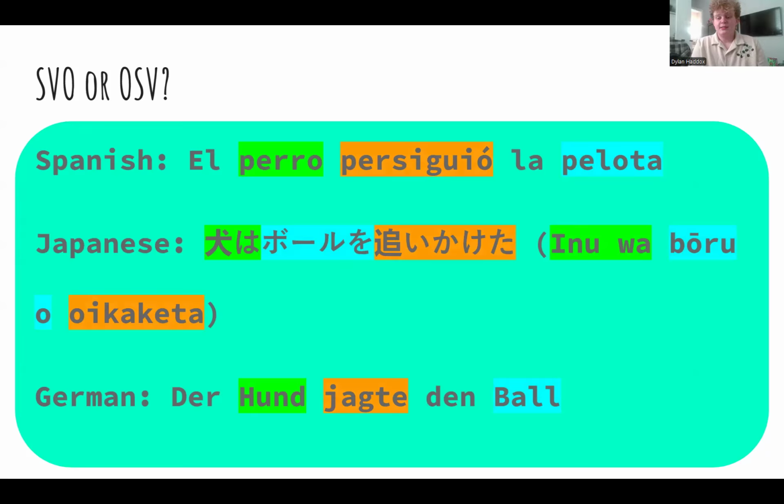And for Japanese, it is the outlier here. It's got boru, which is ball. That's in the middle of the sentence. So dog ball, I believe oikakete translates to chase or hunt. So dog ball chase. It's a bit silly sounding in English, but that's the way that they structure their sentences over there. So if you talk to them in English and you don't adjust your strategies for that, they're probably going to be way far off from understanding.